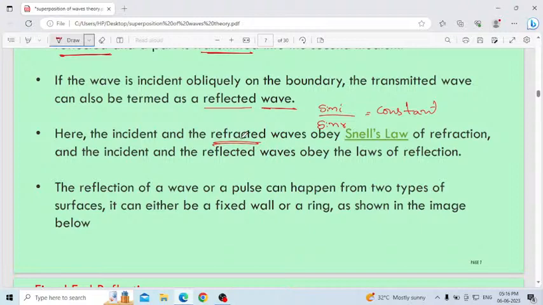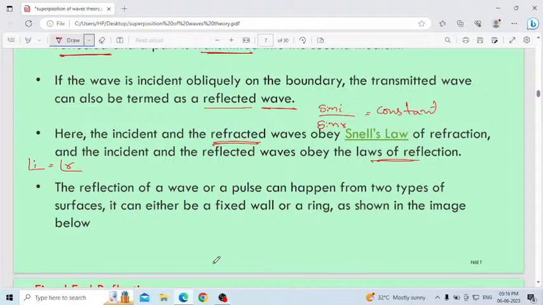Okay, here the incident and refracted waves, both waves, will obey Snell's law of refraction. You know Snell's law: sin i divided by sin r will be constant. Then the incident and reflected waves obey the law of reflection. What is meant by the law of reflection? Angle of incidence will be equal to angle of reflection.